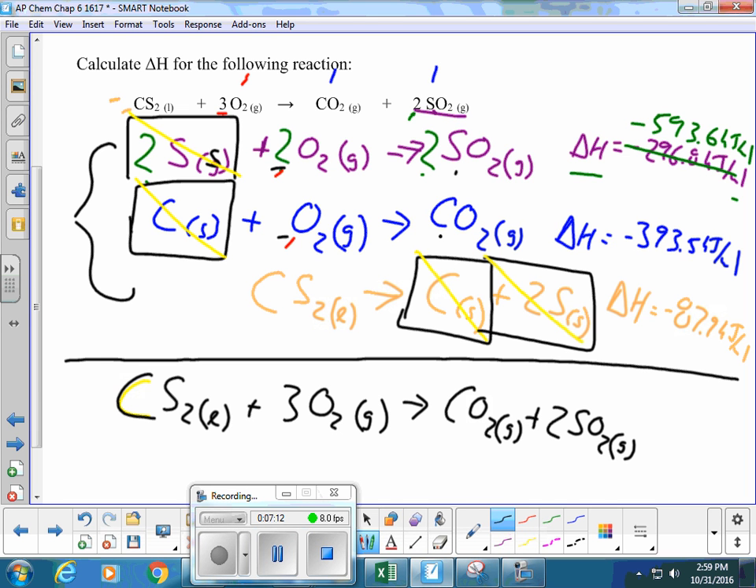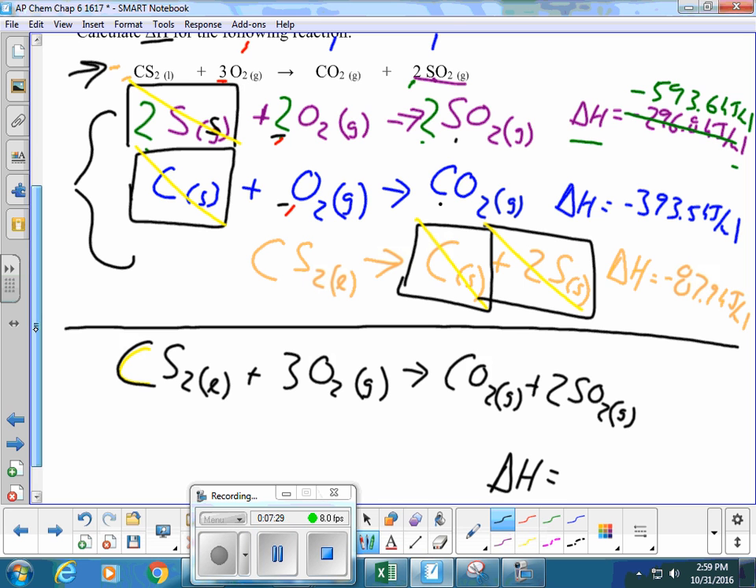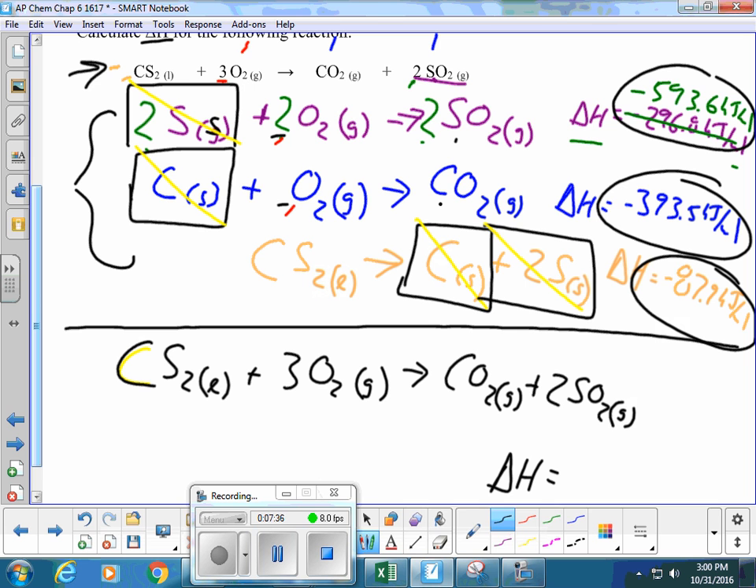So what we were supposed to find here is delta H for that reaction. To find delta H for that reaction, I can just come over here and add this value and this value, and that will be the delta H for the whole entire reaction. I came up with a value of negative 1,075 kilojoules per mole. And the negative sign there indicates that it's an exothermic reaction. This reaction will give off heat.